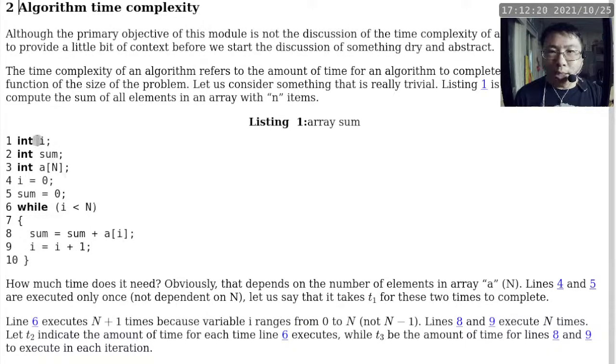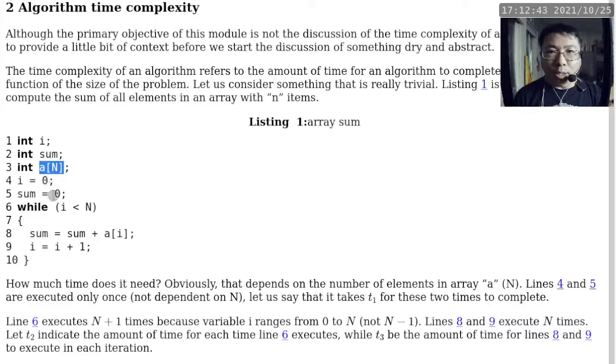In this case, I use i as an indexing variable. sum is just holding the sum of all the items. A is an array with a size of n, and n can be a macro, can be a const, it doesn't really matter. n is just a natural number telling us how many items are in the array. It is an array of integers.